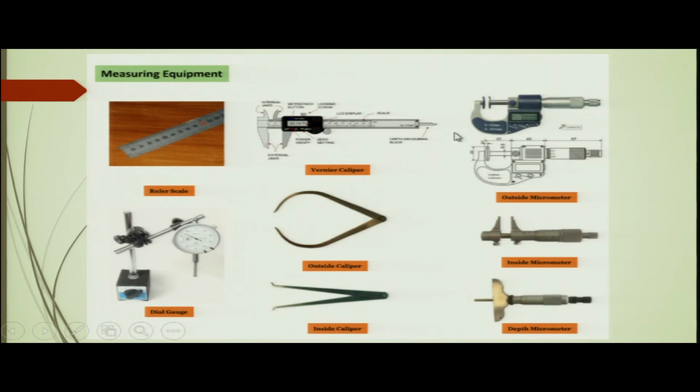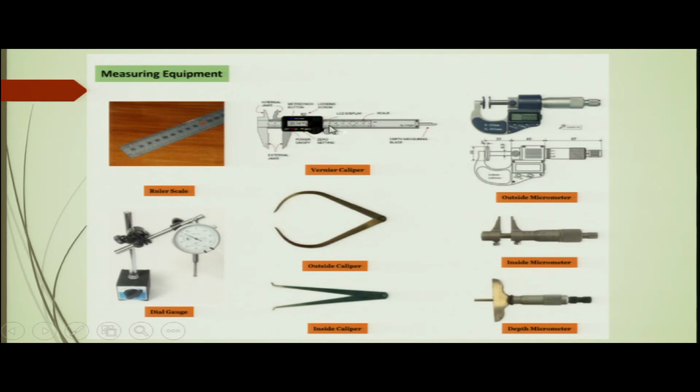Here you can see the vernier caliper. Vernier caliper is a precise instrument to measure the diameter of a cylinder, or the external diameter of a cylinder, or the internal diameter of the hole. So, external diameter can be measured by these jaws, and internal diameter can be measured by these jaws, and this is the scale.